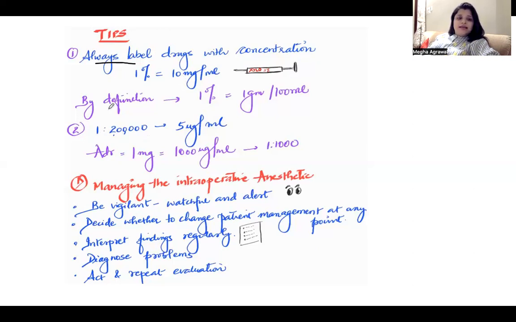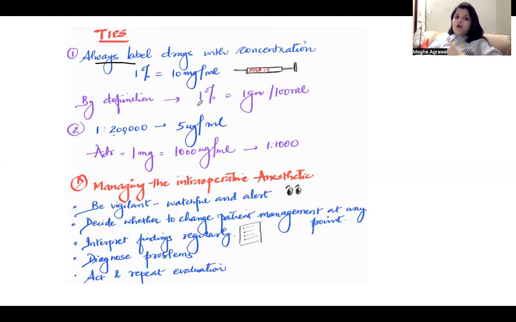Second is 1:2 lakh. You can just cram that it is 5 microgram per ml. Like in xylocaine, which comes with epinephrine, you will see that epinephrine is 1:2 lakh. Adrenaline, epinephrine, comes in a 1 ml ampule. It is 1 milligram per ml. 1 milligram means 1000 microgram per ml, so it is written as 1:1000. Okay. You'll learn this, you'll remember this once you enter your OTs, so it won't be difficult.